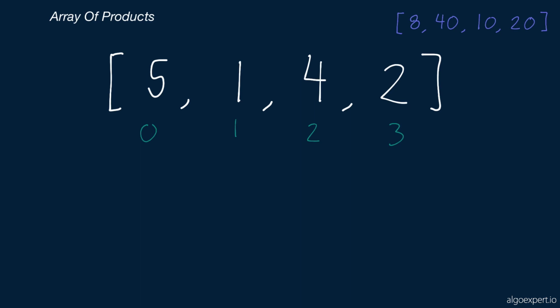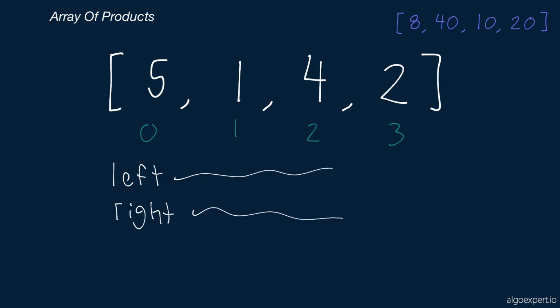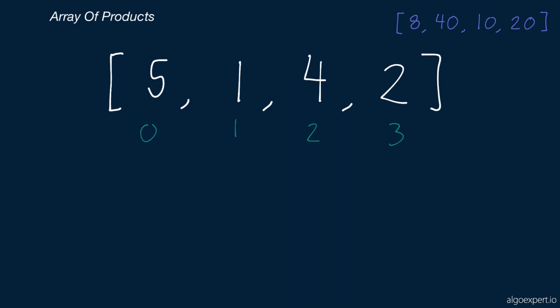So in the previous solution, we had this left array, and we had this right array, and then after we created both of these arrays, we simply multiplied all of the values together. Now, the thing is, we don't need to do this in so many different steps. We created the left array, then we created the right array, and then we multiplied the values in the left and the right array together. How about we just create one array?